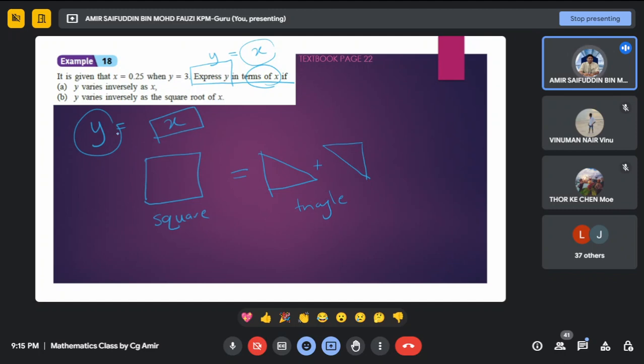Express y in terms of x. If the question says express a in terms of b and c, joint variation, so a is equal to what? B and c. So the answer must have b and c. So express y in terms of x means you must give the answer y equal to something with x here.